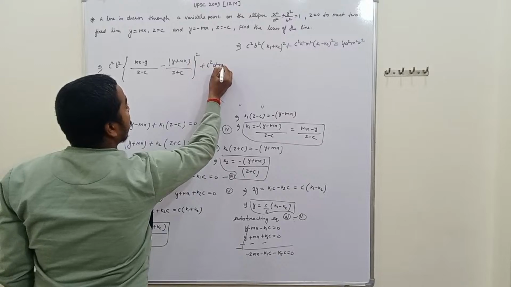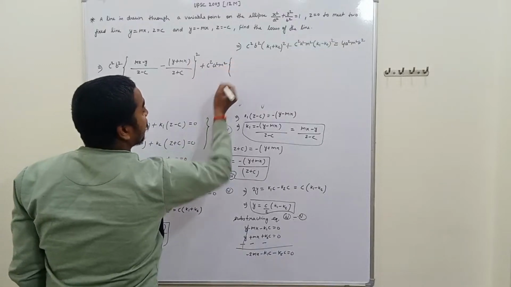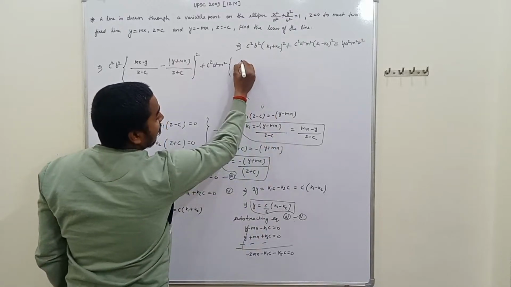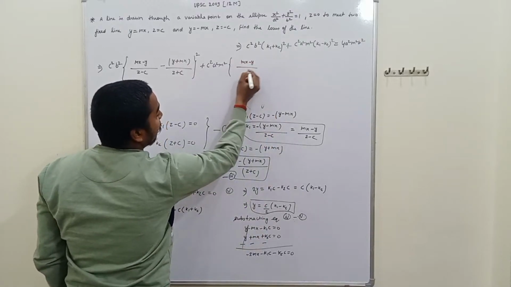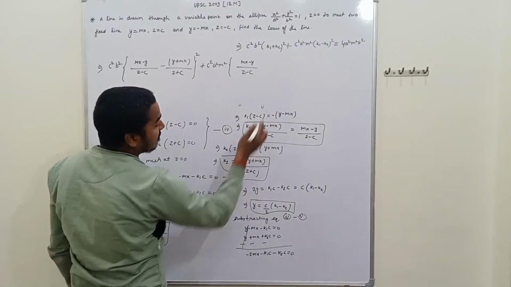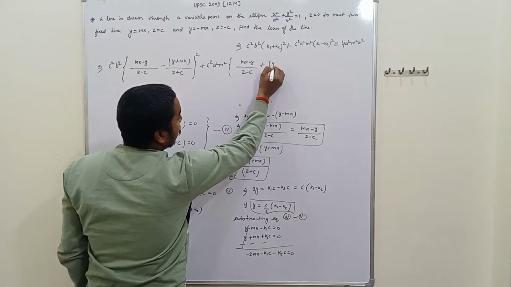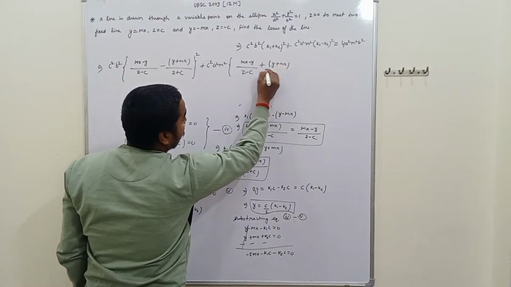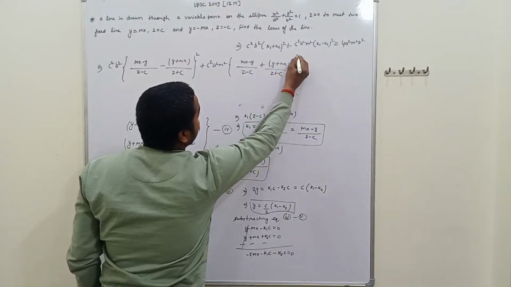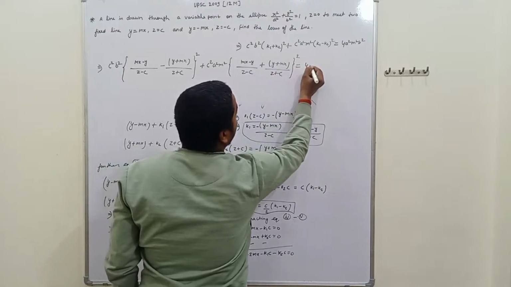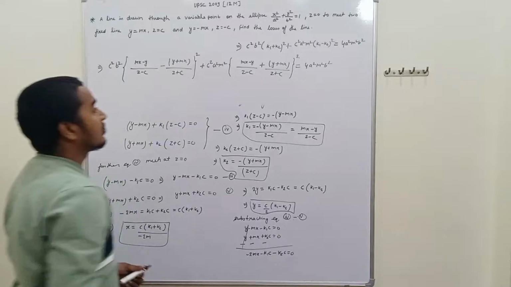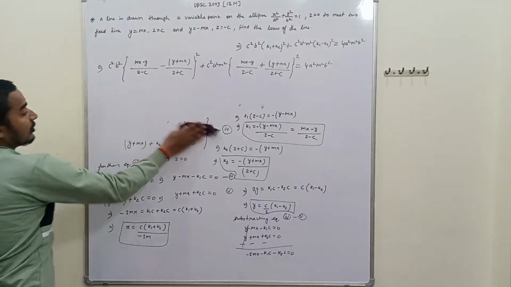a square m square, and again we have to put the value of k1 and k2, that is k1 is (mx minus y) upon (z minus c), and here is minus, so minus is plus, that is (y plus mx) upon (z plus c), whole square is equal to 4a square m square b square. We have to further solve the given question. We get the required locus.